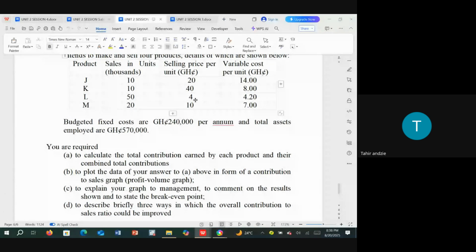Now, if you total it, you have gotten the total contribution for the products. So it becomes simple. First of all, get the total sales. Sales is the units sold times the selling price. Then variable cost in total is the variable cost per unit times the units sold. Now take the total variable cost from the sales revenue. You have gotten the contribution in total for each product, and you sum them to get the total for the combined.